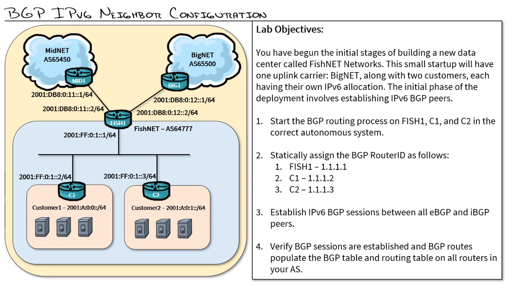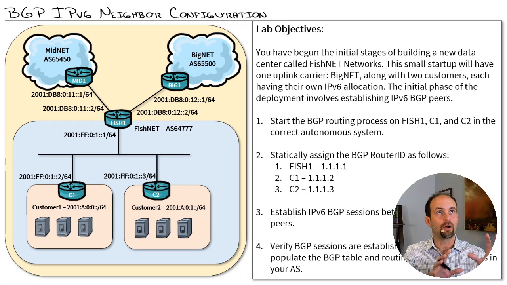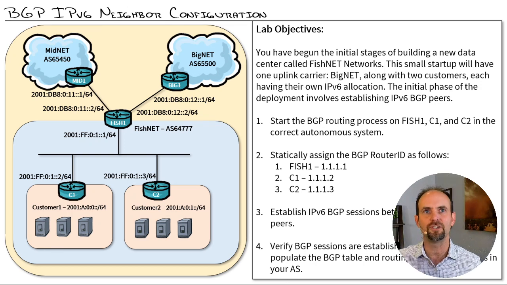If you haven't done this before, or you are just learning BGP for IPv6, then come along. I'm going to show you how this goes. So let's read through it together. So lab objectives. You have begun the initial stages of building a new data center called Fishnet Networks.